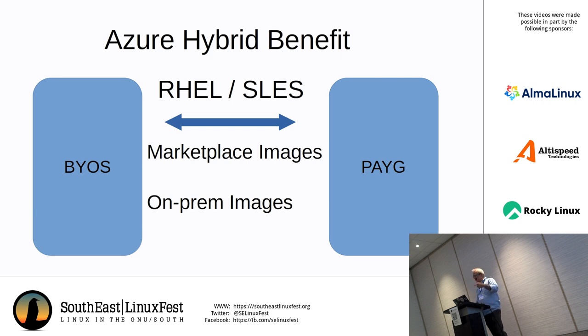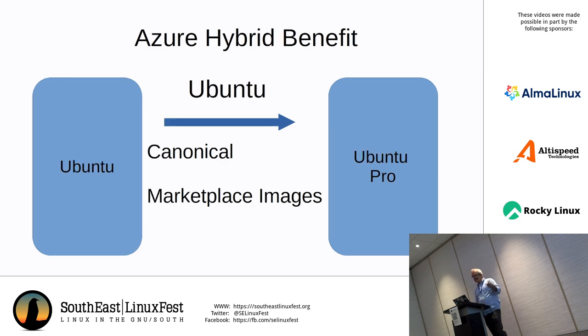I am going to go through these, and then I'm going to go to the details of the Linux workloads, right? Also, the Azure Hybrid Benefit for Ubuntu: you can deploy a free Ubuntu machine, and then you can migrate to Ubuntu Pro if you want, but that migration is one way only, and the only way to get out of it is to destroy the machine.